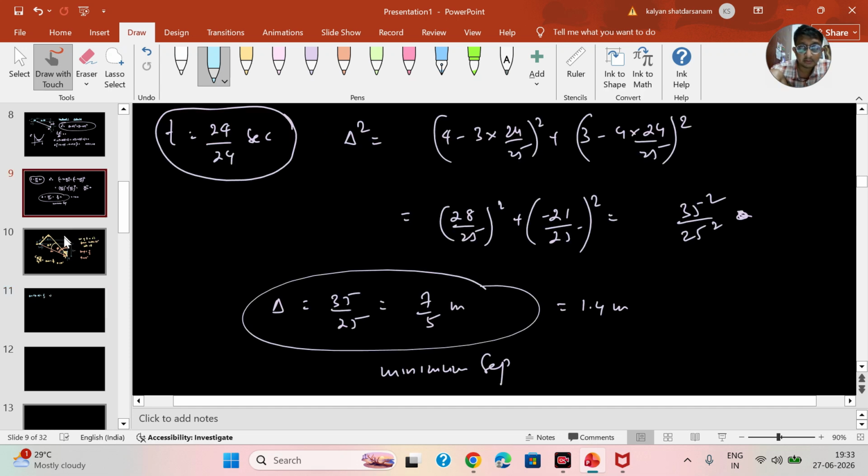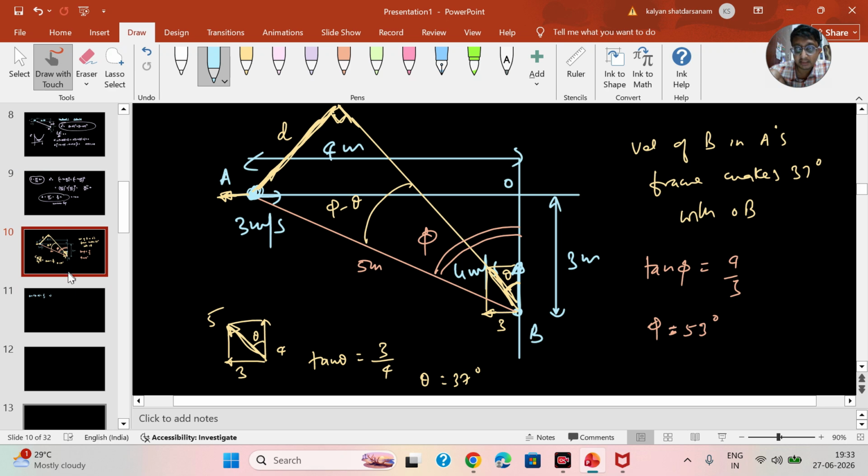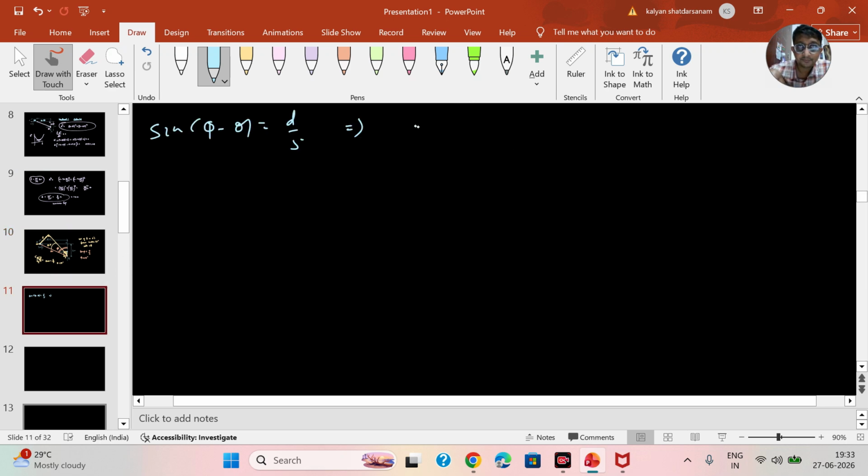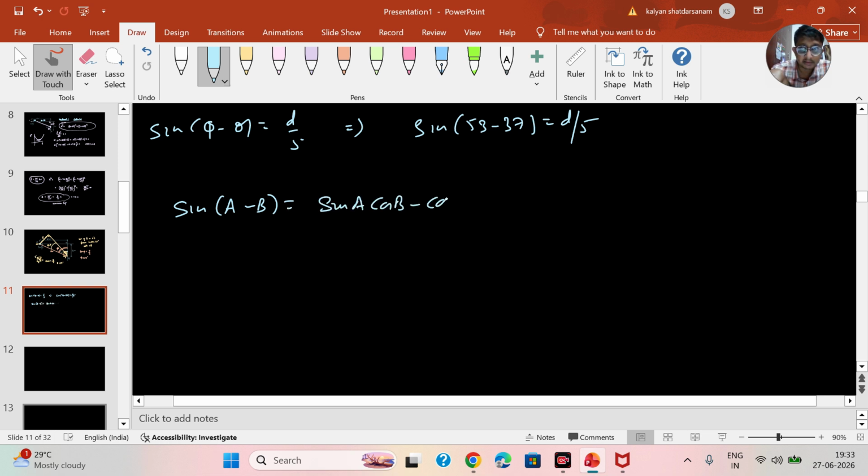Now phi is 53, theta is 37. So I have sine(53 minus 37) is d by 5. And for sine of A minus B, there is a trigonometric identity you have to remember: sine A cos B minus cos A sine B. So sine(53 minus 37) is sine 53 cos 37 minus cos 53 sine 37.